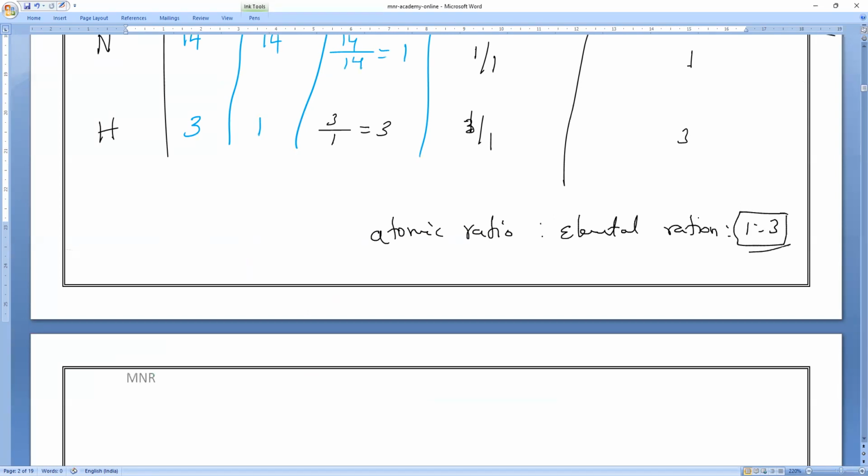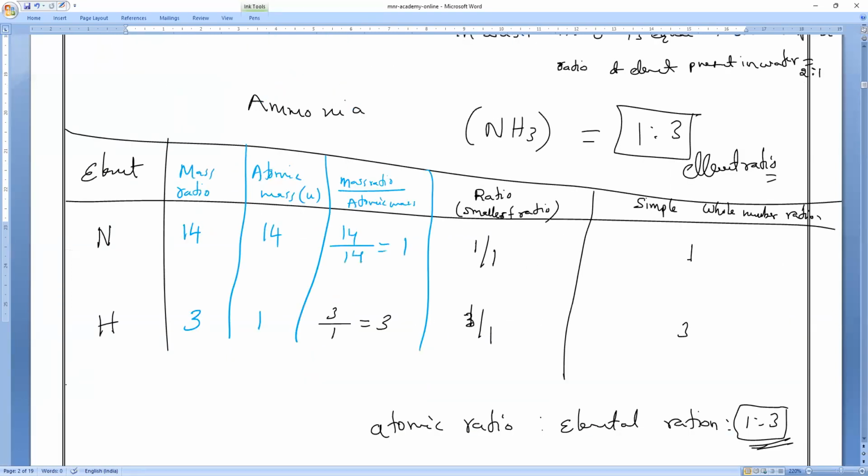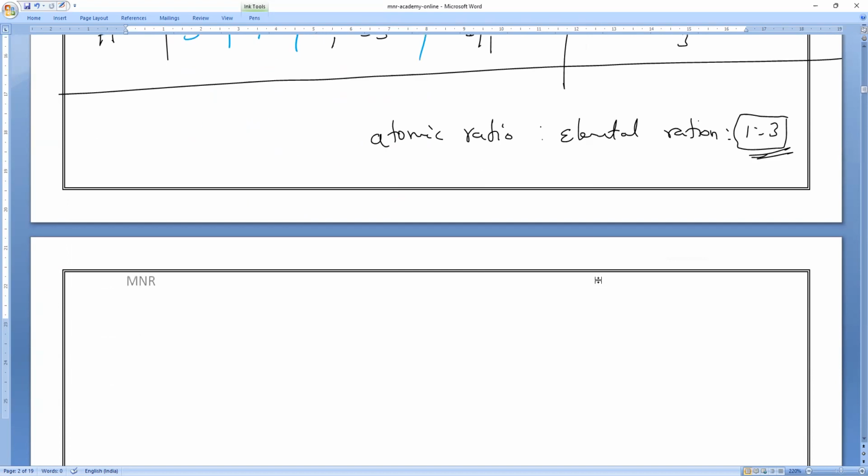Understand? Yes. The simple whole number ratio is also known as atomic ratio, sir. Yes, that is what we want. That is only the elemental ratio. Do you understand? Are you clear? Yes? No. Yes, sir. Still I am not able to do it.